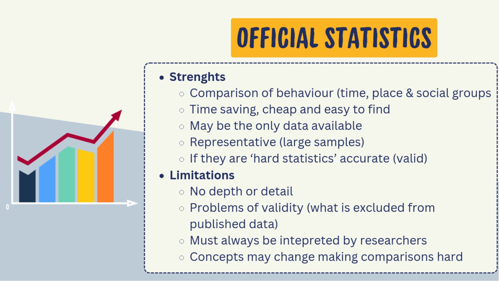So moving on to actually some research methods, we're going to start with official statistics. The strengths are that they're really useful for comparing behavior between times, like the past and present, places like different countries, and social groups like men, women, or different ethnicities. They're very time saving, cheap, and easy to find. They're usually easily available online. Sometimes they might be the only data available, especially for stuff like marriages, divorces, deaths, births, things like that. The researcher wouldn't be able to know about them unless they were recorded in official statistics.